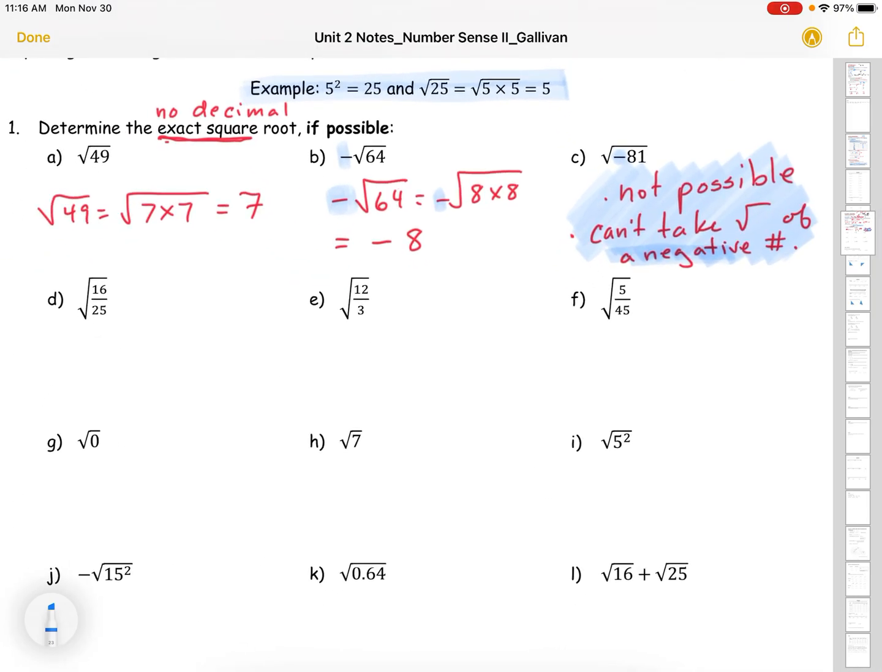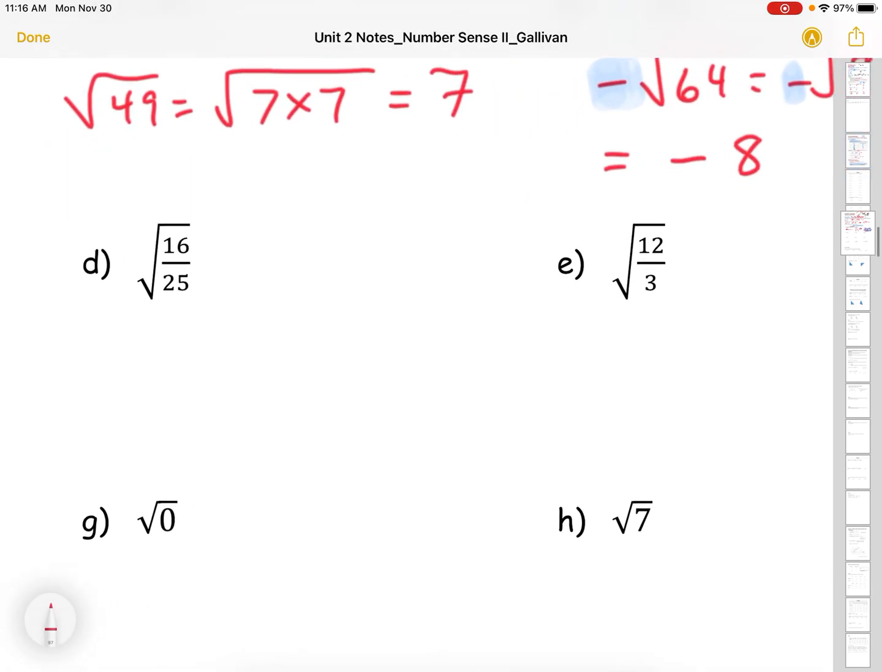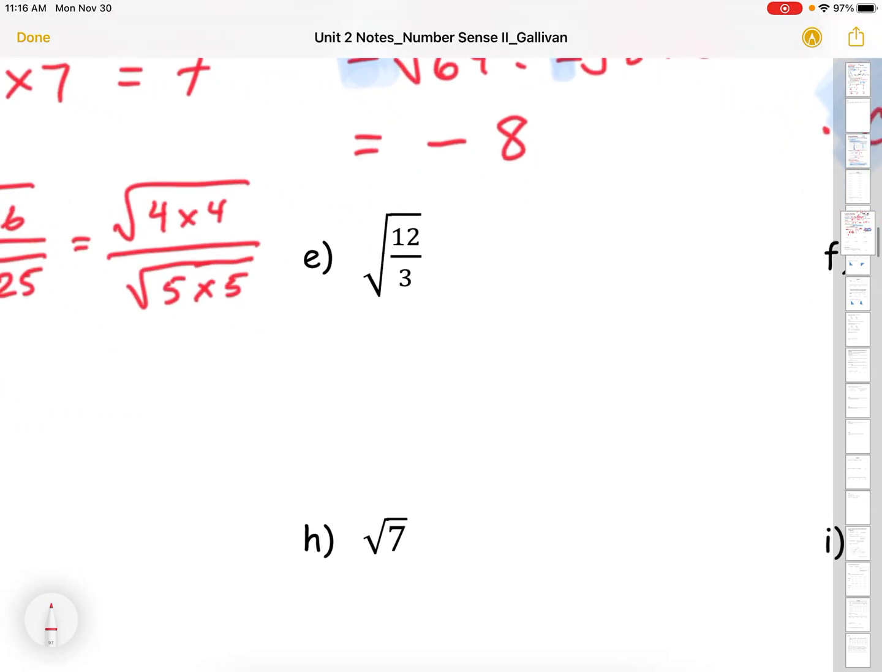Now, we have some trickier ones here. When we have something like this, it's the same as the square root of 16 over the square root of 25. Now that's going to be the square root of 4 times 4 over the square root of 5 times 5. So I can take the square root of 4 times 4, or 16, and it's 4. And I can take the square root of 5 times 5, or 25, and it is equal to 5.